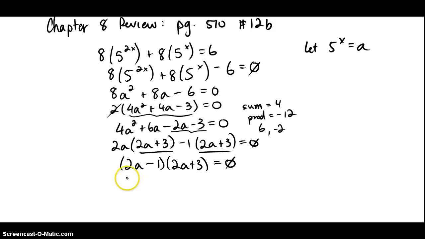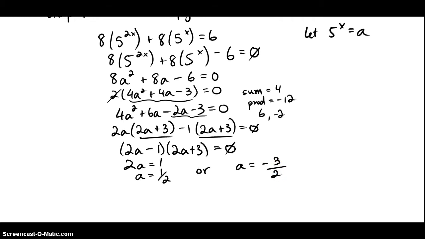So now in these two solutions, I've got 2a equals 1. If I said this has to be equal to 0, or this has to be equal to 0, and so a equals 1 over 2. Or, solving this one in a similar fashion, a equals negative 3 over 2. Okay, now remember that the substitution in the beginning, we can substitute back in. If we substitute back in, we can say 5 to the x equals 1/2, or 5 to the x equals negative 3 over 2.